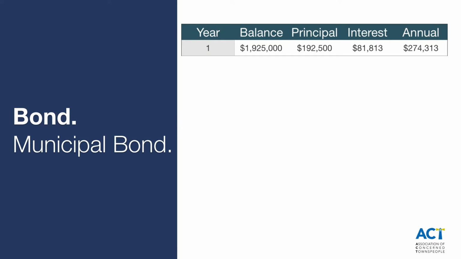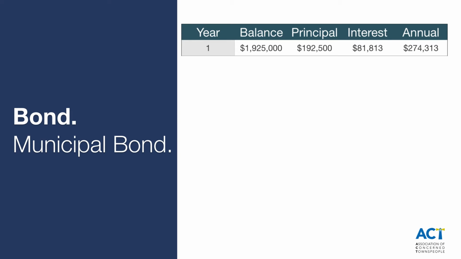In the first year of the loan, we would receive $1.925 million from the bank. Municipal bonds take the amount borrowed and divide it by the number of years borrowed, in this case 10, and that determines how much of the principal is paid every year. This annual amount does not change throughout the life of the loan.